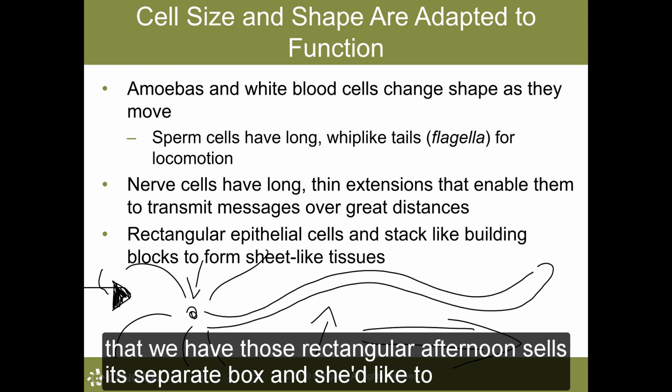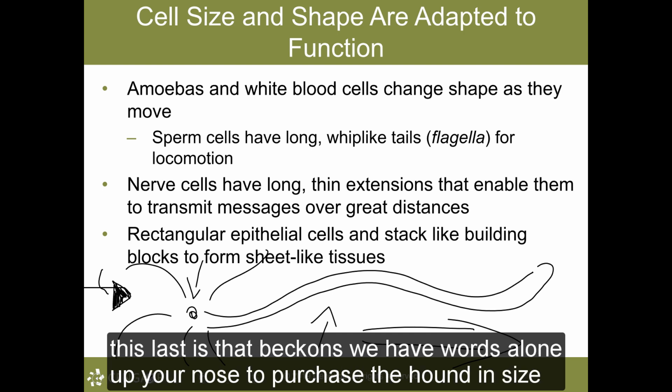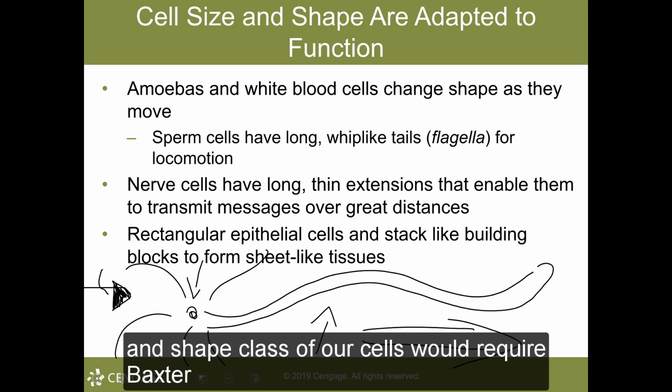And then we have those rectangular epithelial cells that stack like building blocks to form sheet-like tissues. So this, class, is that difference we have, or at least a few of those differences we have in the size and shape, class, of our cells, which are quite adapted to their function.